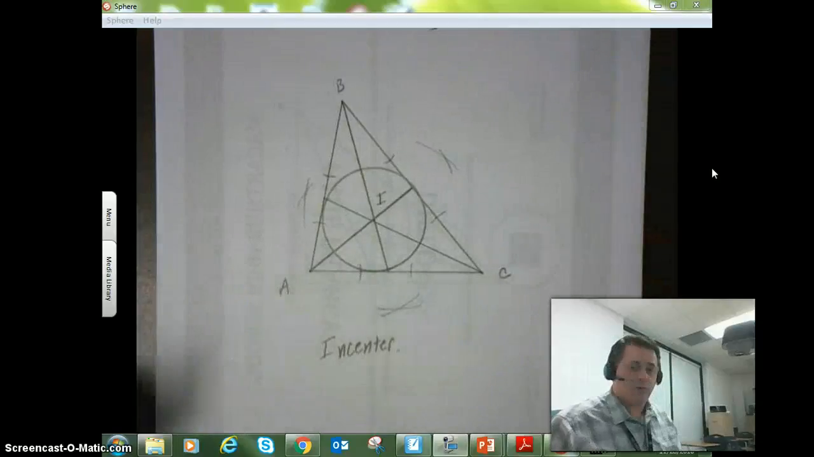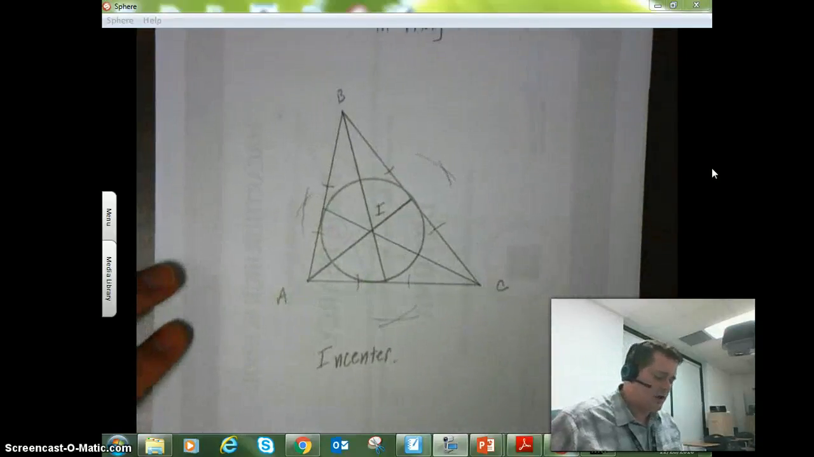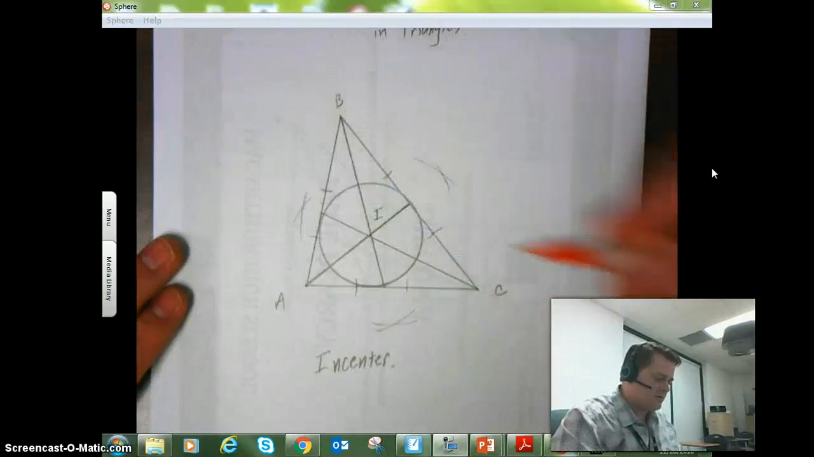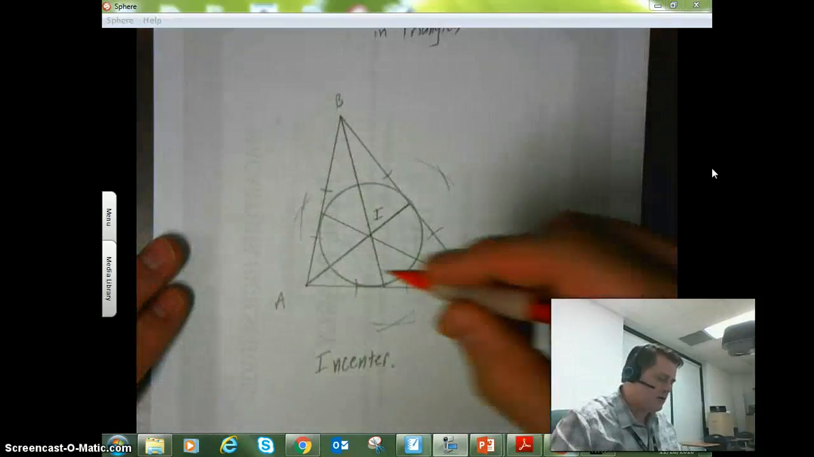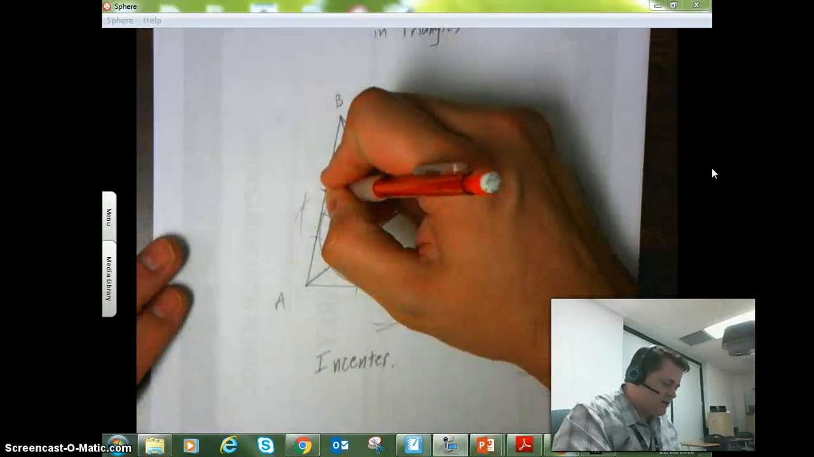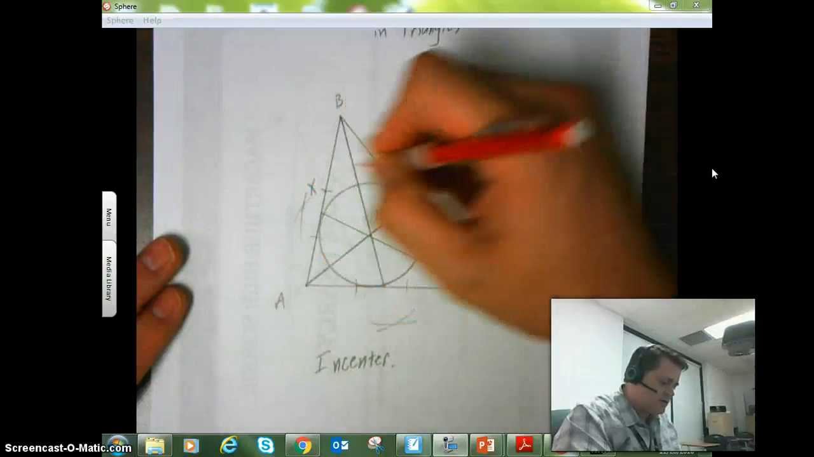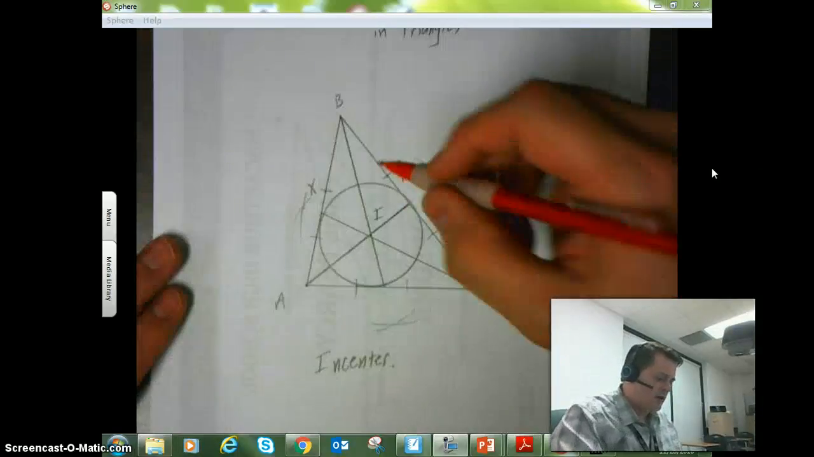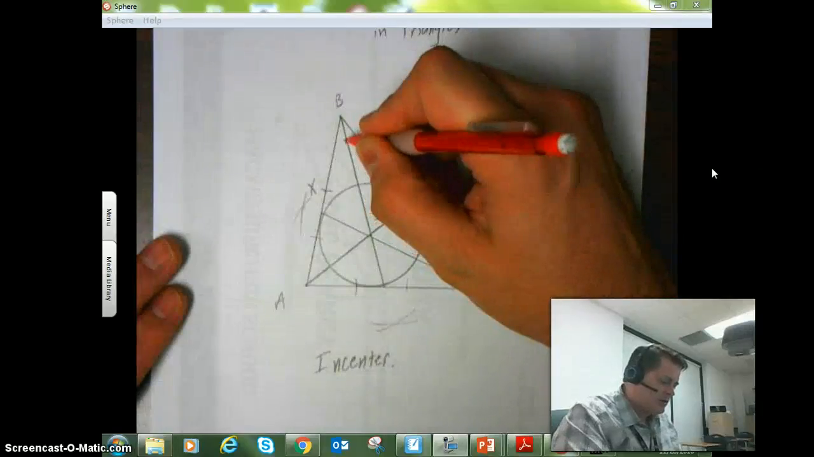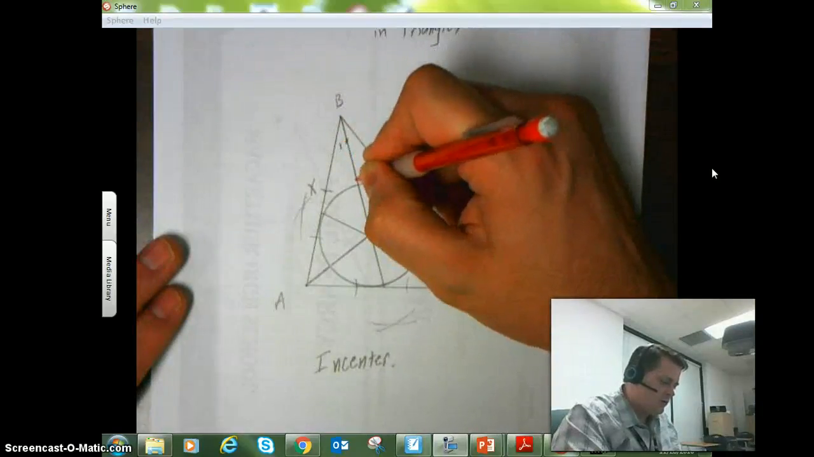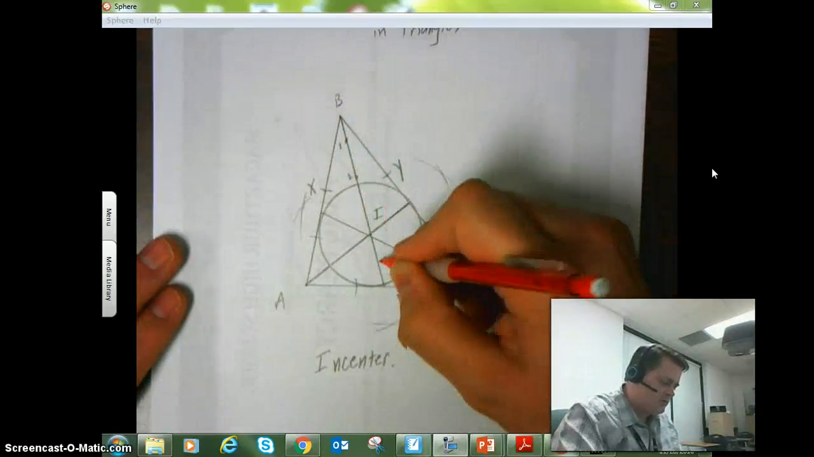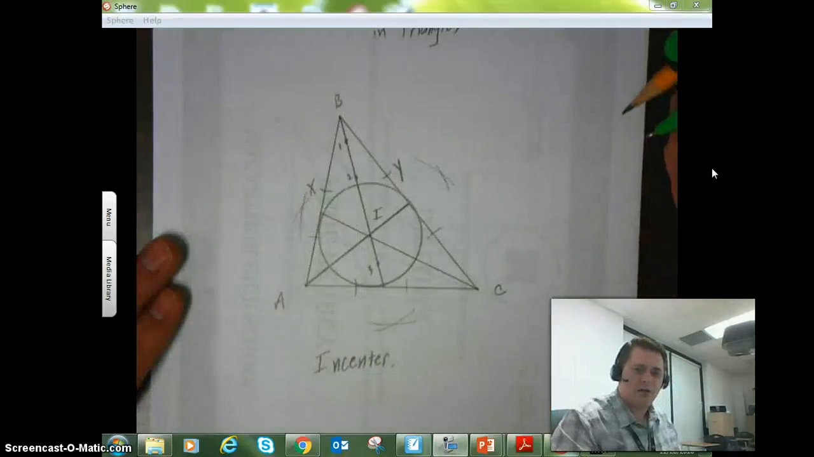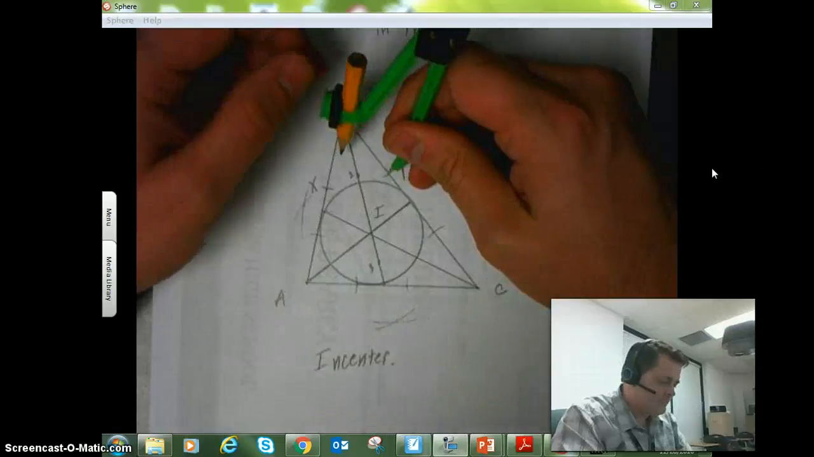Now, one other thing that I want to point out real quick while we're looking at this figure, let's just look at the angle bisector from point B. I'm going to give myself points here. I'm going to call this point X, and this point Y, where I made my constructions. Now I'm going to pick some points along the angle bisector: let's call that point 1, point 2, and point 3.